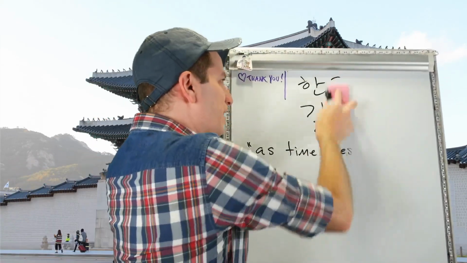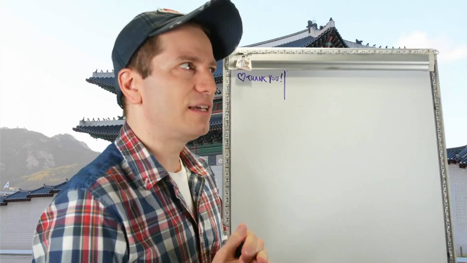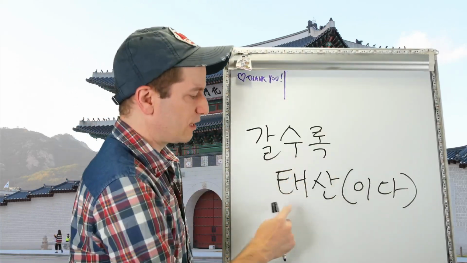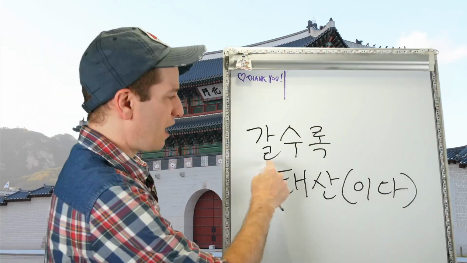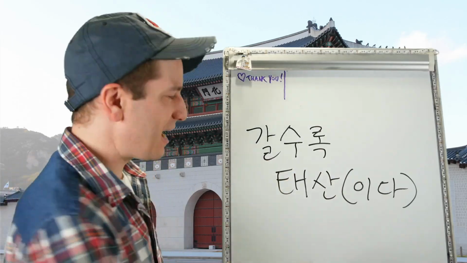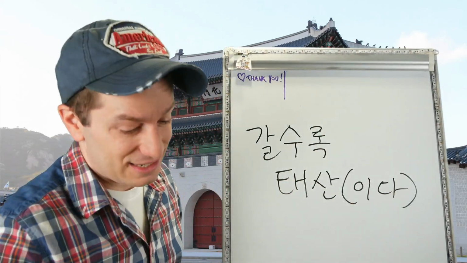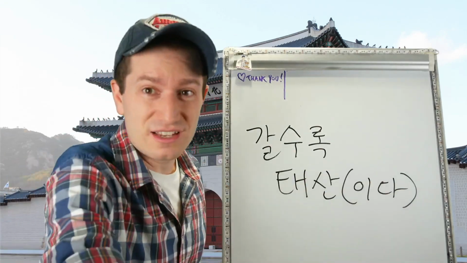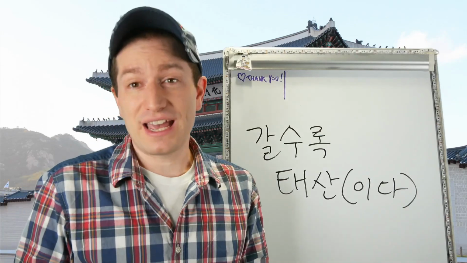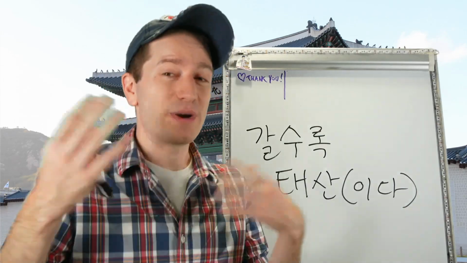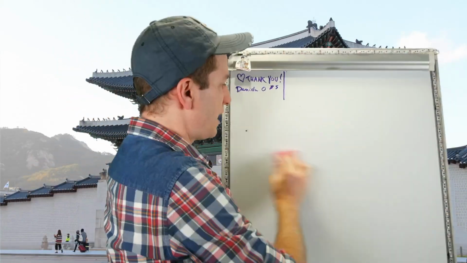There's one more place that you might see 갈수록, and that is in a common idiom, 갈수록 태산. 태산 means a big mountain. 갈수록. So as time goes by, something is 이다, a big mountain. And that's used to say something is getting worse and worse. And in English, we have a similar expression, out of the frying pan and into the fire. So something's already bad, but 갈수록 태산이다. It's getting even worse. So that's the lesson.